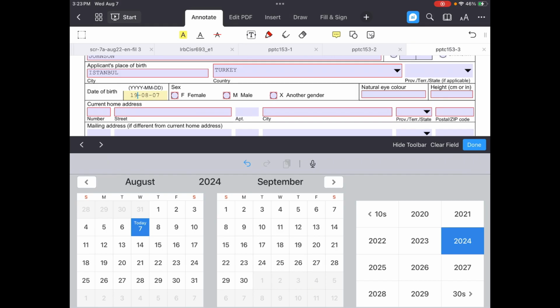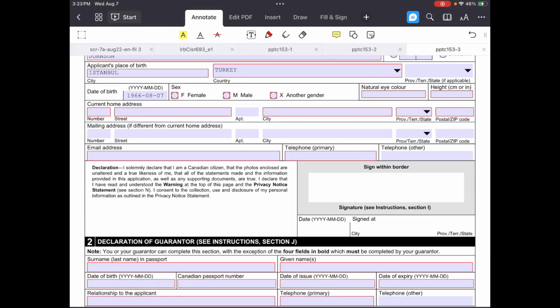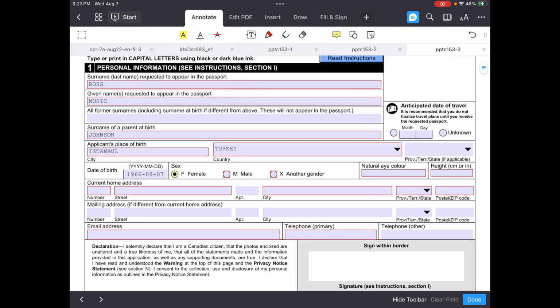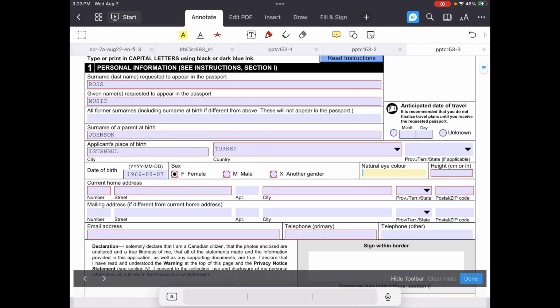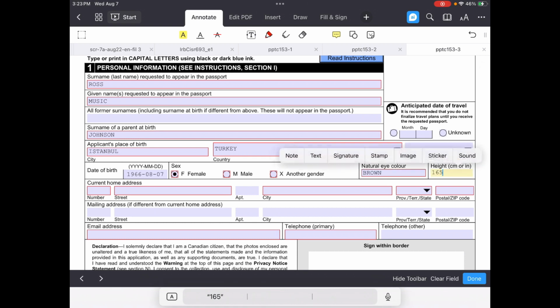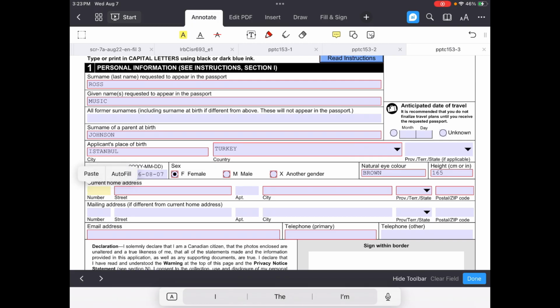Change it to 1966. Then you have to choose your gender. Then you have to choose your eye color. Then it's asking for your height. It can be either in centimeter or inch. Then you have to enter your current home address.